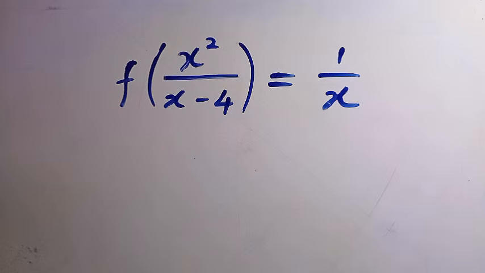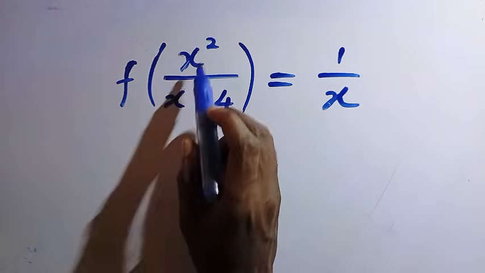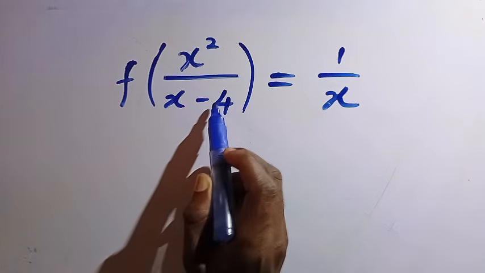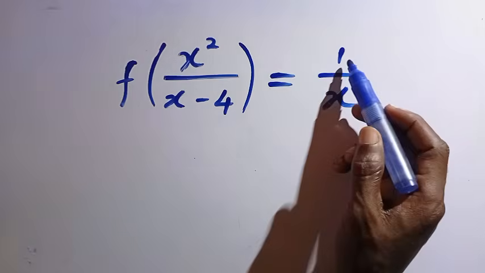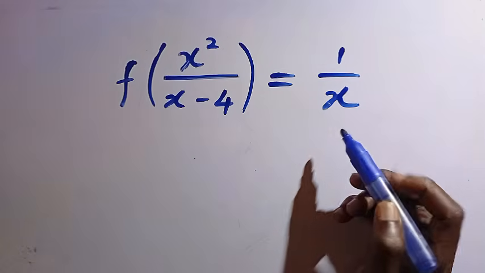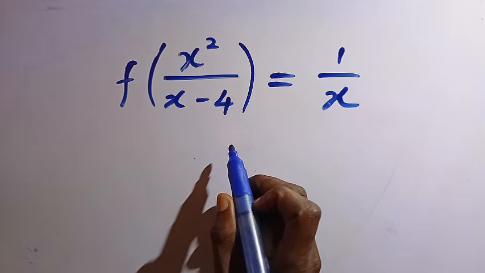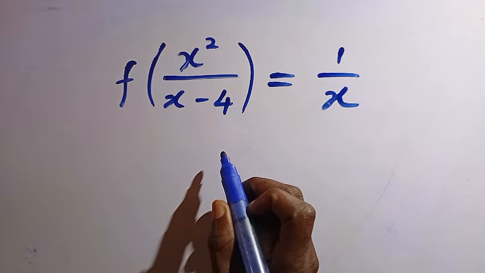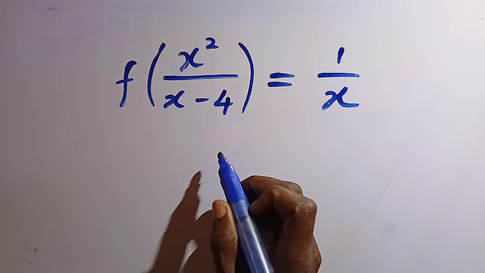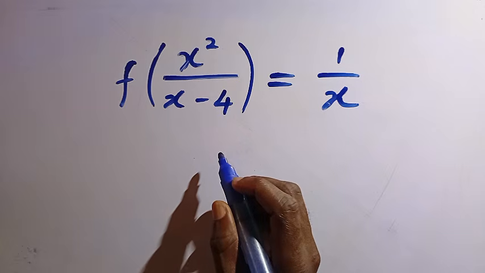How to solve these nice and interesting functional equations in form of quotient. We have f of x squared over x minus 4 equals 1 divided by x. So without thinking too much, pause this video and give it a try. But seeing this kind of problem, we have to note some things before solving it.